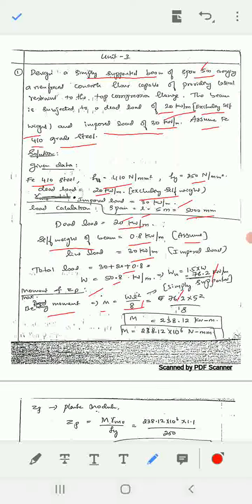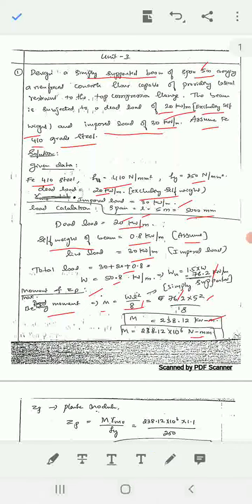That is Wu, right? 76.2 into 5 square by 8. L square is 5 square. You will get 238.12 kilonewton meter. You need to remember it is kilonewton meter, not per meter. I have to convert that into Newton mm, so I have to multiply with 10 raised to 6. Okay, anyhow we got the moment value.